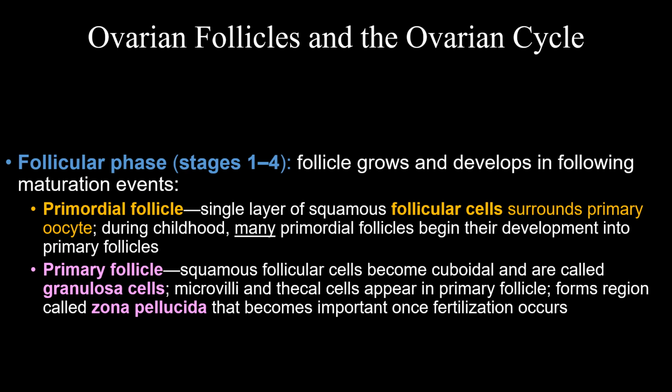And then two important structures appear in these primary follicles: microvilli and thecal cells. Microvilli tend to develop in the oocyte and grow into the surrounding granulosa cells and form a connection. Part of this connection is a glycoprotein-rich area called the zona pellucida, which becomes important if the oocyte is later fertilized. Microvilli also increase the surface area available for those granulosa cells to transfer materials to the growing primary oocyte through gap junctions. Only a small number of these primary follicles will continue development.